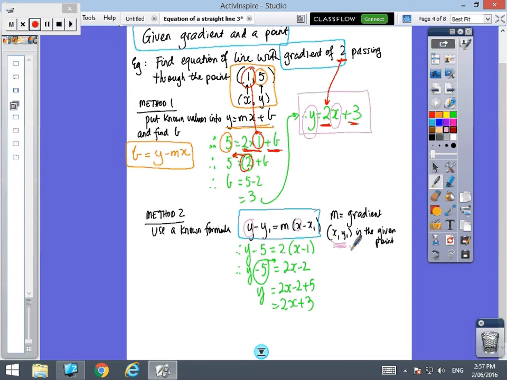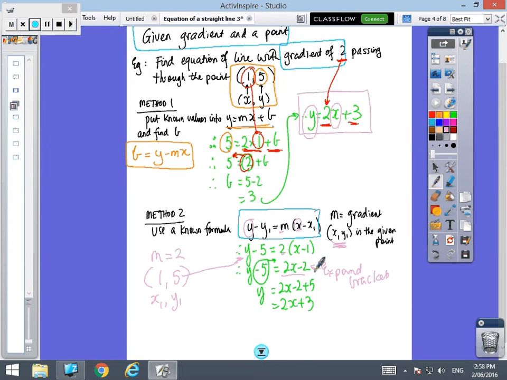Okay, so we have m equals 2, and the point was 1, 5, so the 5 is the y1, and the 1 is the x1. So we've got y minus 5, so the 5 goes in the y position, equals m, so that's 2, x minus x1, x minus 1.